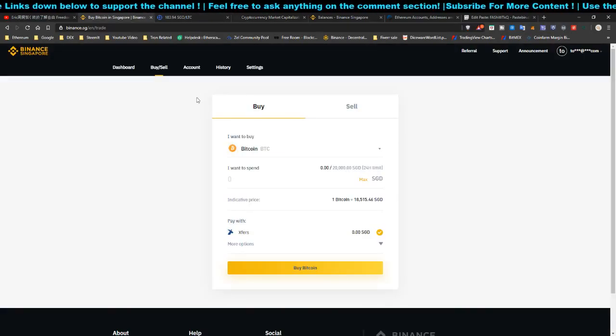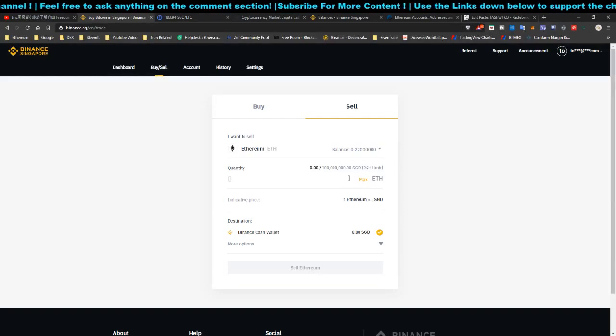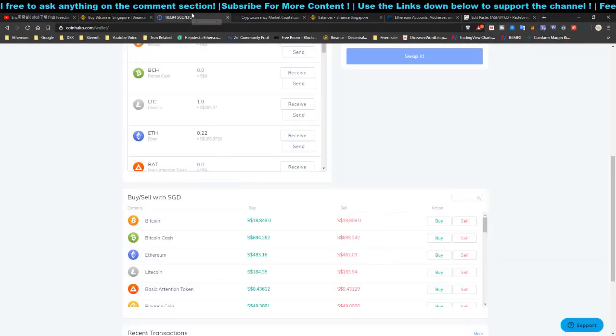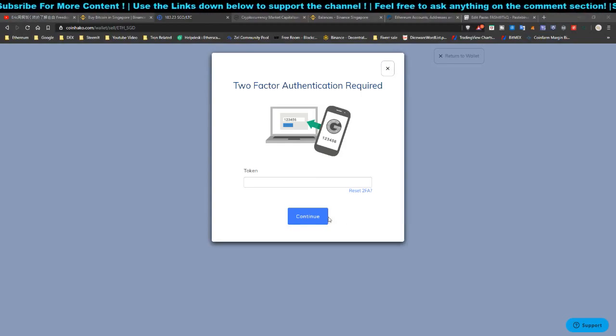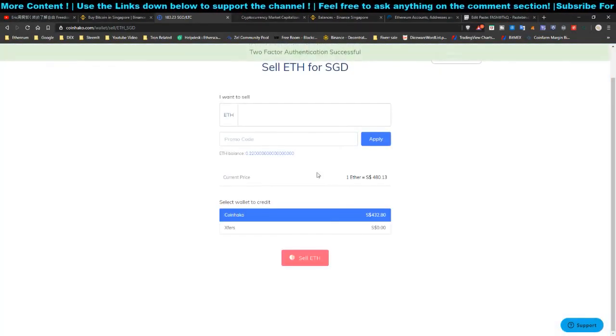And basically the interface is very simple. If you want to buy or sell, you click on the tab over here. I am going to sell Ethereum, so you can click on max. Before we do that, I'm just going to do a comparison between Binance Singapore and CoinHako. Over here you click on sell. So let me do it.